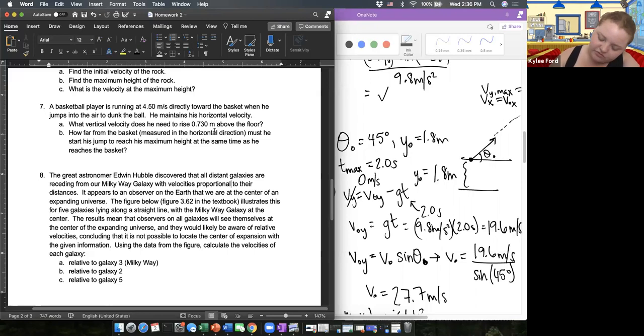Number 7 needs more information. I have that on some of mine.